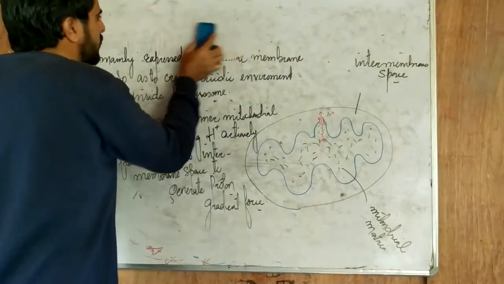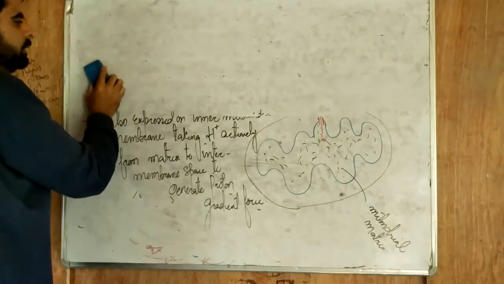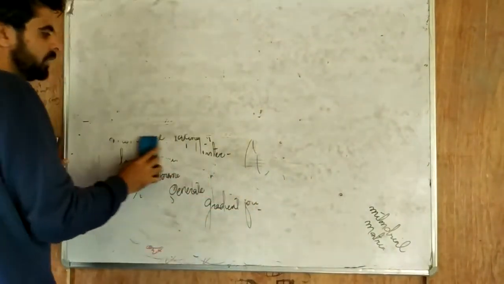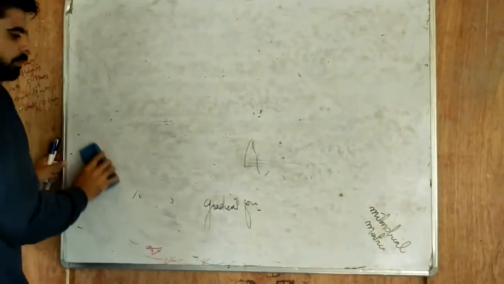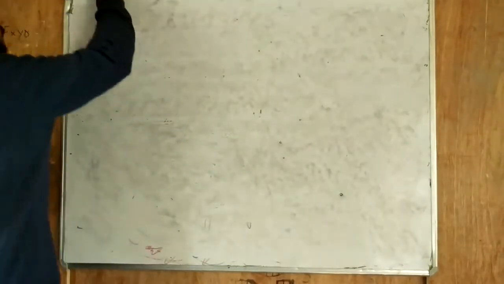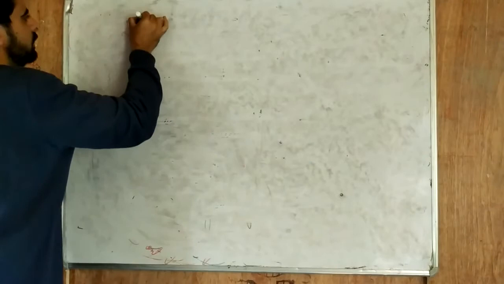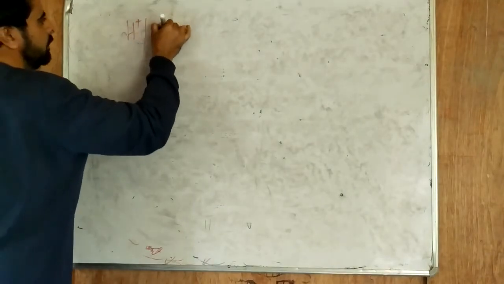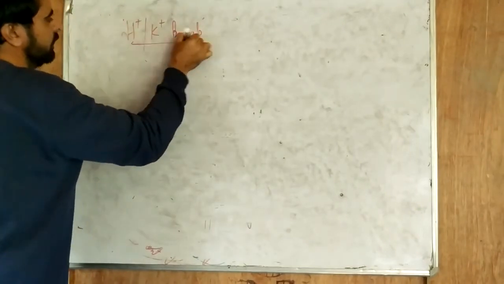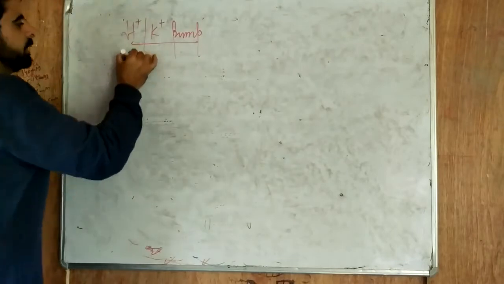Now the next one which we are discussing is the hydrogen potassium pump. Both are P-type pumps. That means they use ATP, they consume ATP, and there is a phosphorylation of the pump which leads to its activation. You have to keep in mind. Next one we have is the proton potassium pump. This proton potassium pump is also a P-type pump.